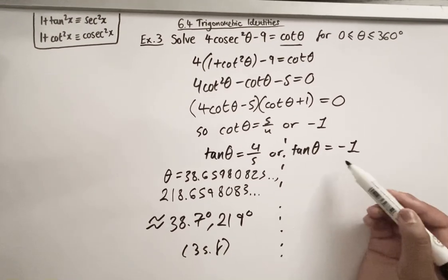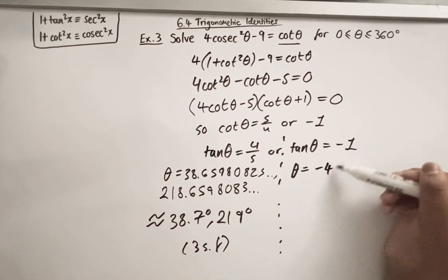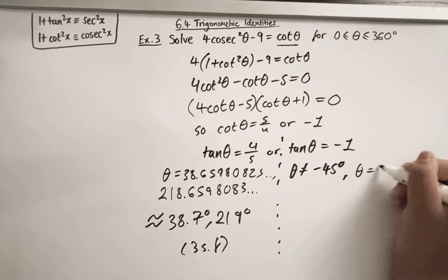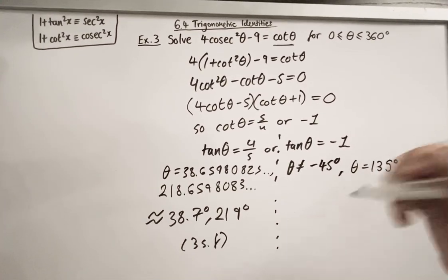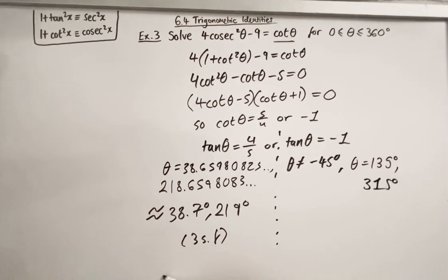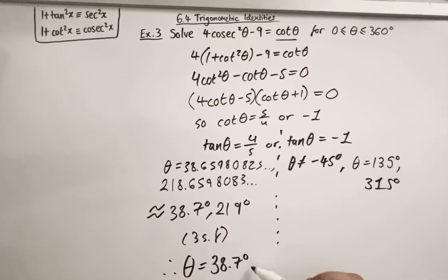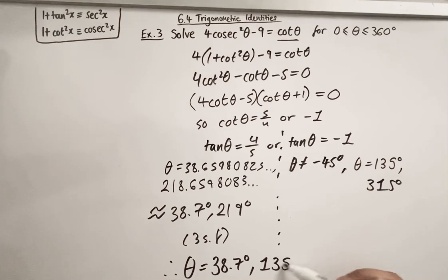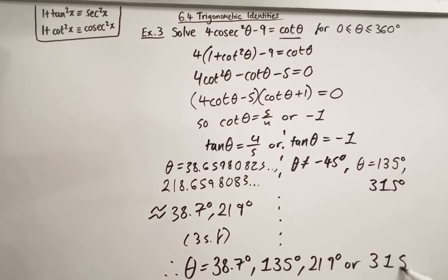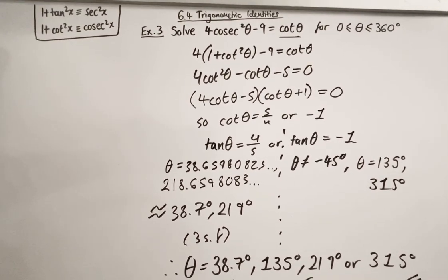For tan theta equals minus 1, your calculator will give you theta equals minus 45 degrees, but that's outside the range, so let's add 180, and we get theta equals 135 degrees, and we can add 180 again, and it will still be in the range, and we get 315 degrees. And so therefore, theta is equal to 38.7 degrees, 135 degrees, 219 degrees, or 315 degrees, where these two are to 3SF. And that is it.